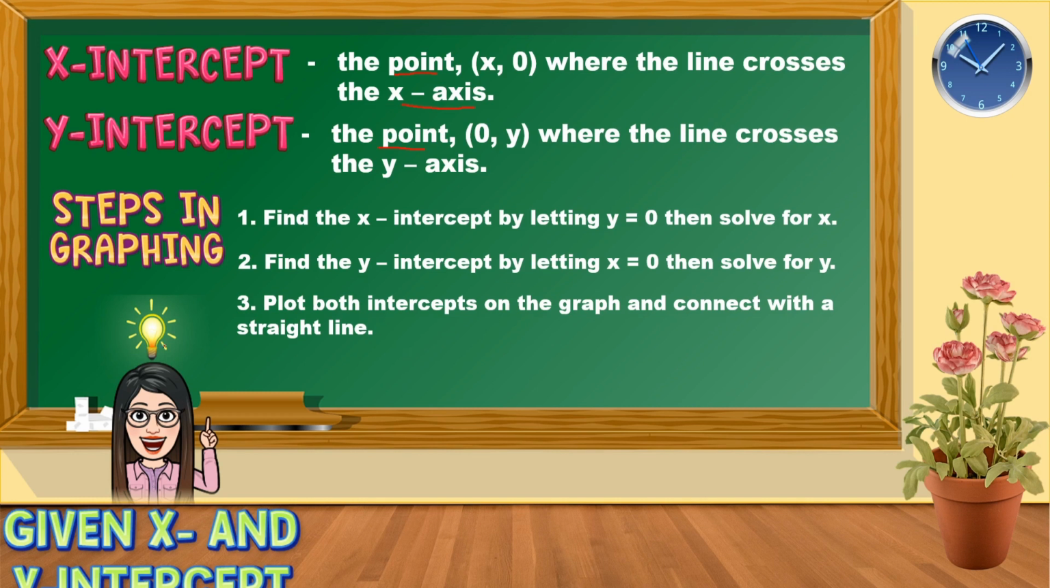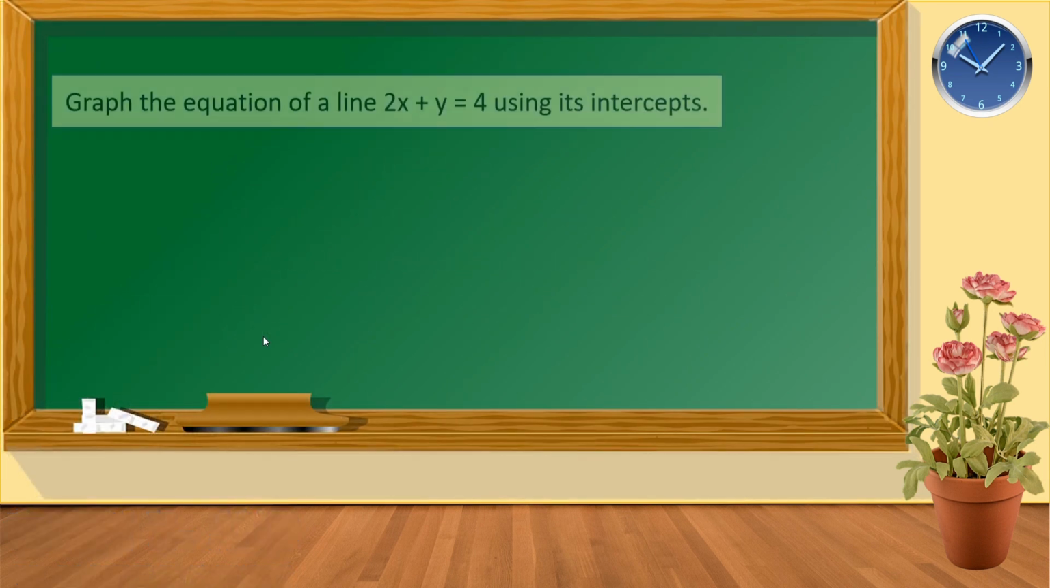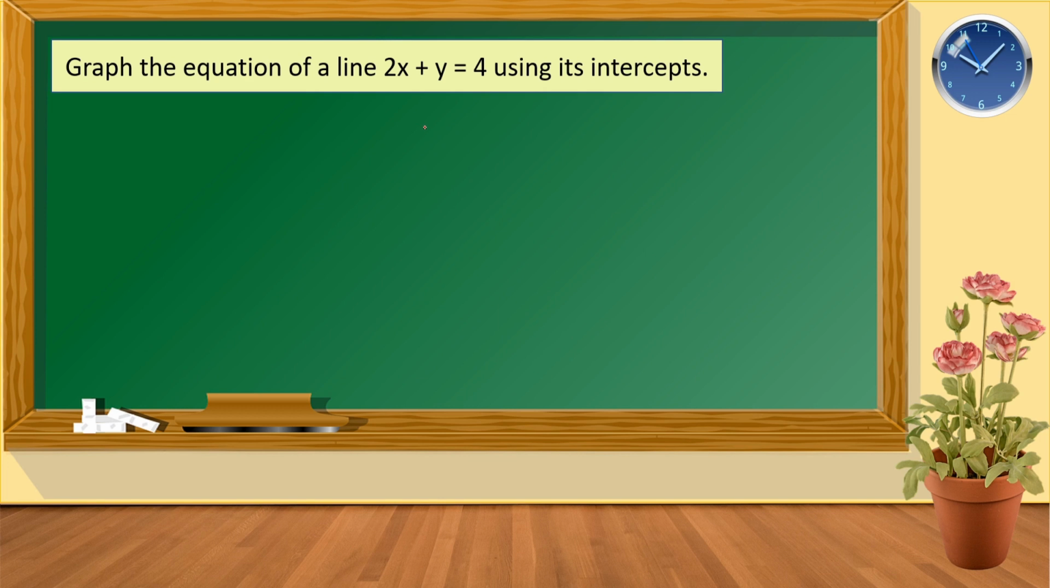Okay, so to really understand these steps, let's have an example. Graph the equation of a line 2x plus y equals 4 using its intercepts. Okay, so what we're gonna do is we will follow the steps that we mentioned a while ago. So the first step is we will let x equal 0. So how do we let x equal 0?